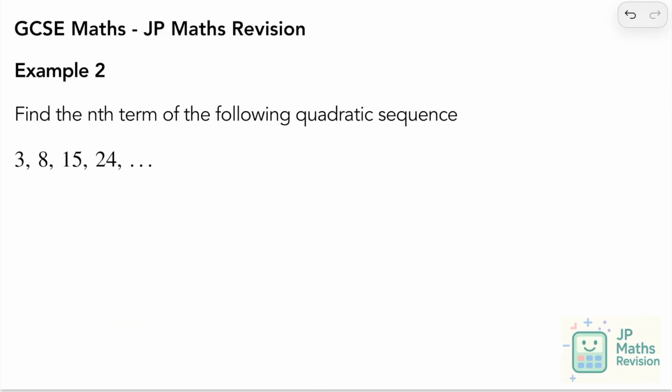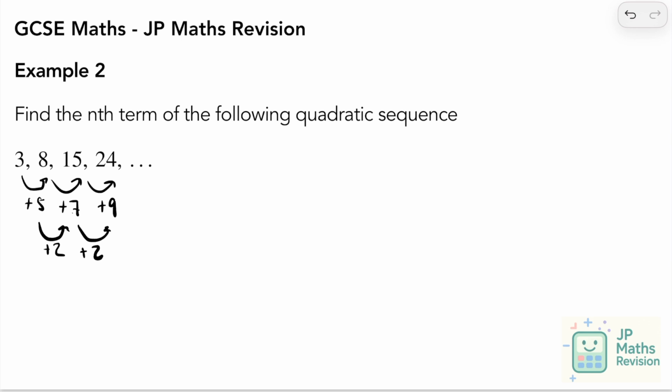So this question here, we need to find the nth term of the following quadratic sequence: 3, 8, 15 and 24. There's a bit of a process to this, so I'll walk through this step by step and we'll do a couple more examples so you understand clearly. The first thing we need to do is work out what the second difference is. In this example, we're going from 3 to 8, so we're adding 5, 8 to 15, so we're adding 7, 15 to 24, we're adding 9. So you can see the second difference, because from 5 to 7 and 7 to 9 is plus 2, this sequence has a second difference of plus 2.